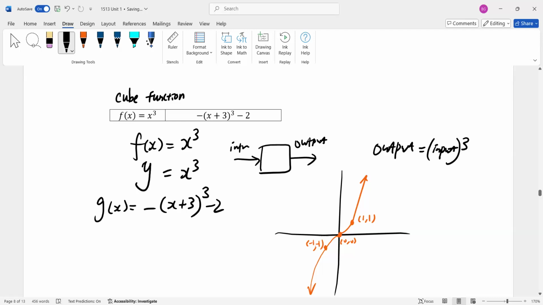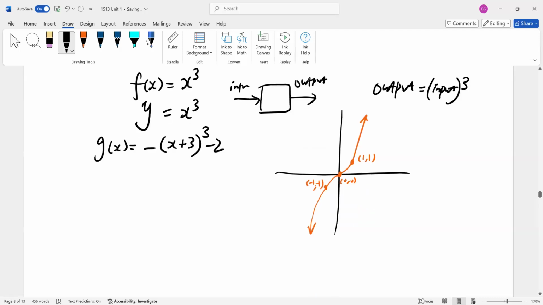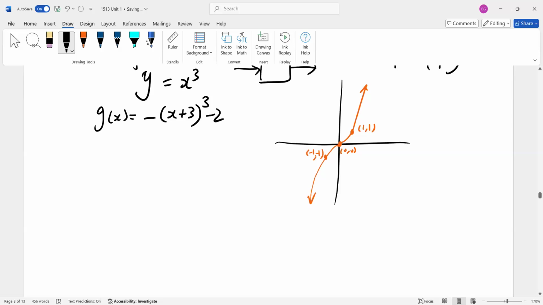So the transformation is more than one step. Let's do it by steps, okay? We start from the mother function f of x equals x cubed. First step, we look at the adding 3, right? The 3 is added to the input. So the horizontal change is a horizontal shift.